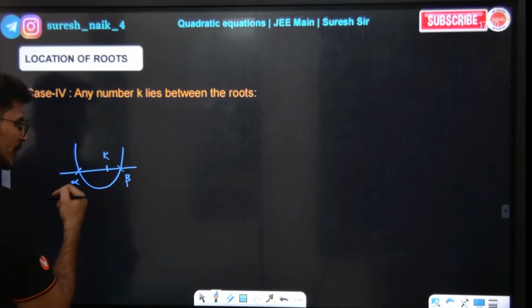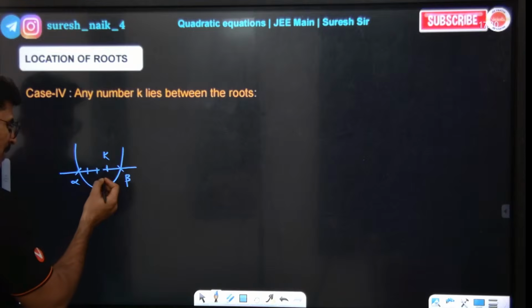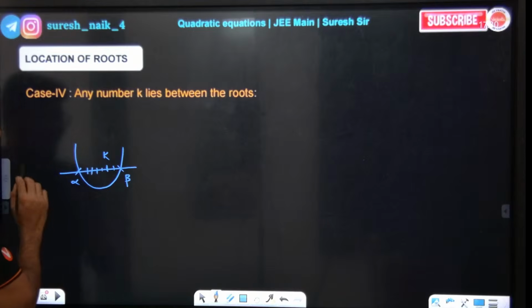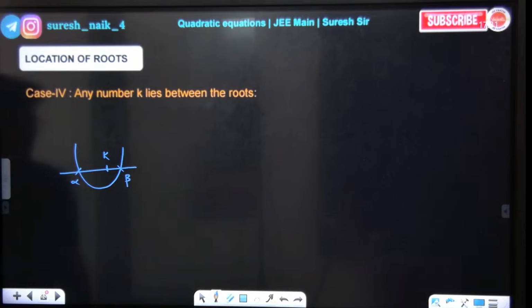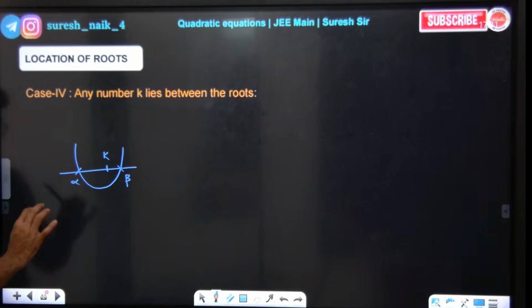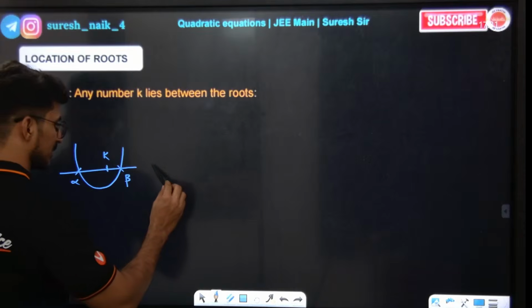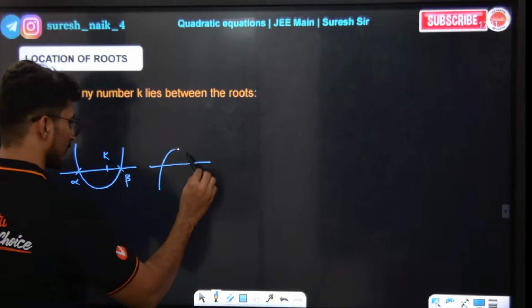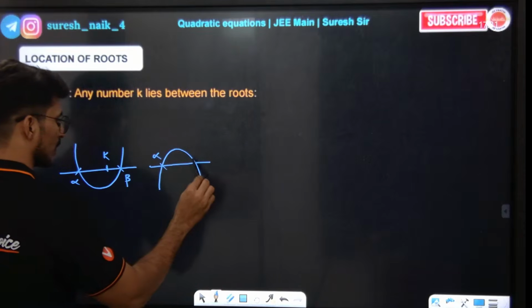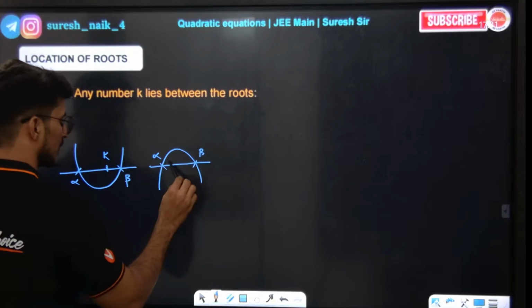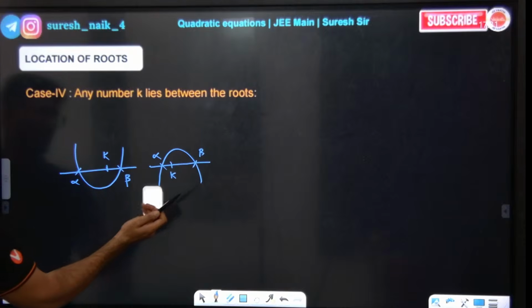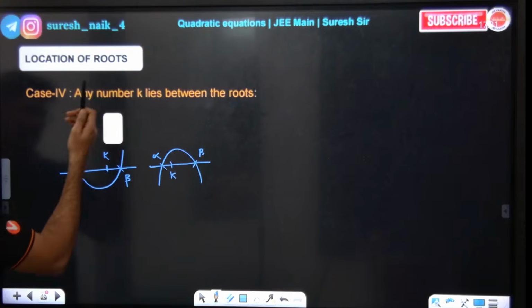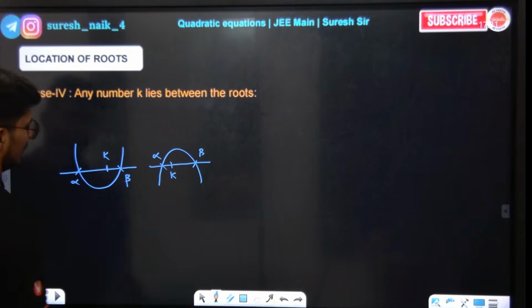Sir, why should k be here only? Why can't it be here? It can be here above. It can be here. Anywhere in between the roots. Are you getting the point? Yes, sir. For example, the graph can be even like this. Look, downward graph. This is alpha, this is beta, this is k. Cool? Yes or no?